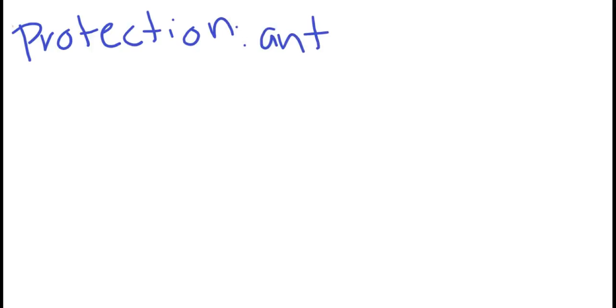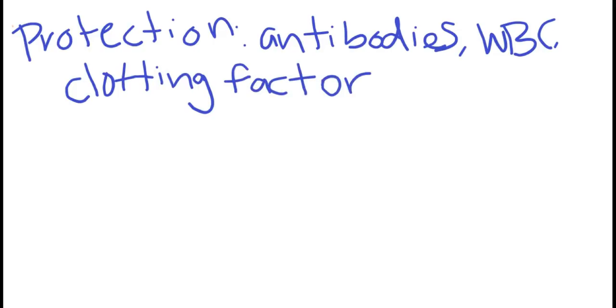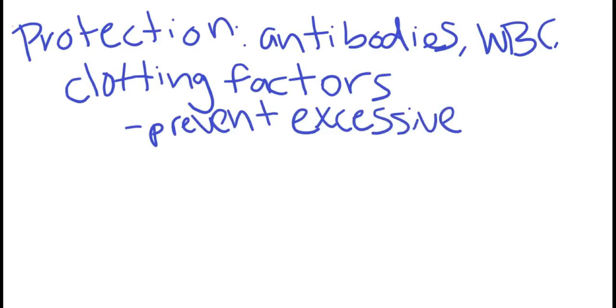Blood also plays a role in protection. And so blood has proteins known as antibodies. It also has the white blood cells, which we'll go into a little bit more detail later. And it also contains clotting factors. Clotting factors are the ones that help stop bleeding to a certain degree. So they help prevent excessive bleeding. So pretty much your blood just travels all around your body in order to keep checks if there's anything that has gotten into your system that might harm you.